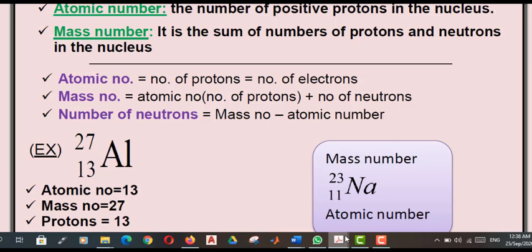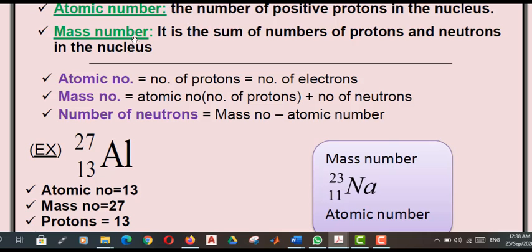This number here is called the atomic number, the smallest number. And the biggest number is called the mass number. What's meant by atomic number? It's the number of positively charged protons inside the nucleus, and it's equal to the number of negative electrons around the nucleus.